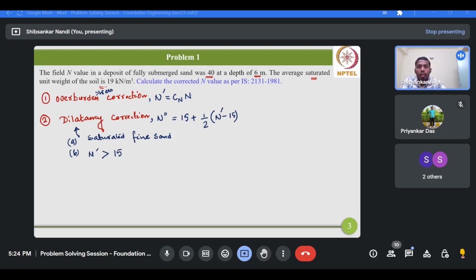Now how can we determine the CN factor? This is the overburden stress correction factor, CN, and this N is the measured SPT N value in the field, this 40. So how can we get this CN? This is the correction factor.